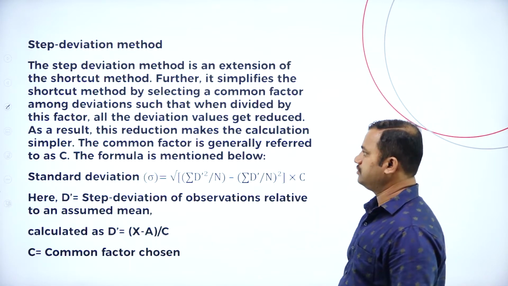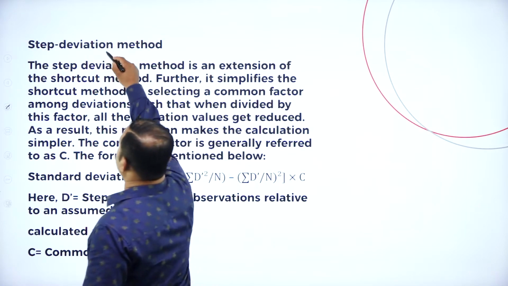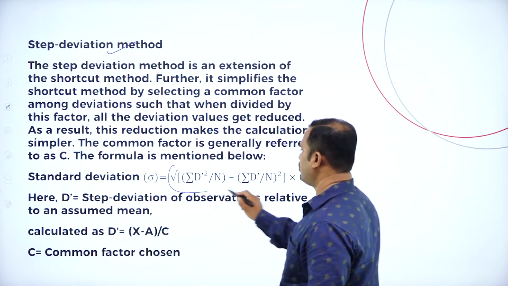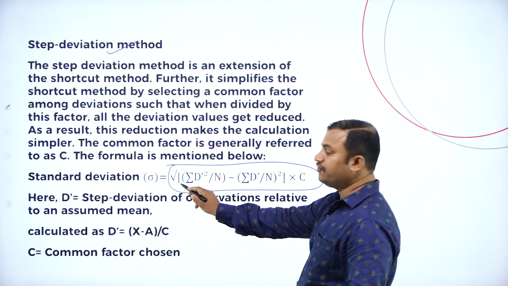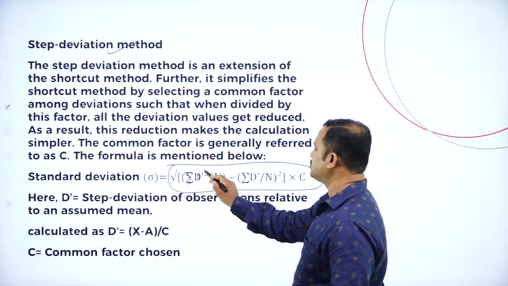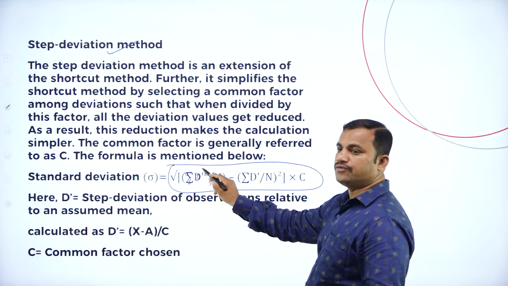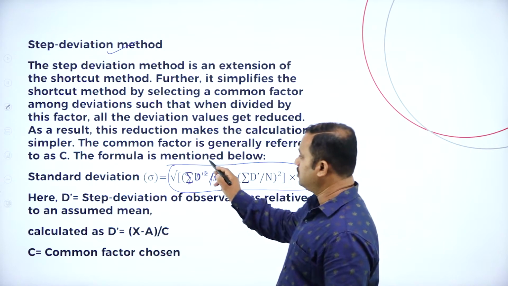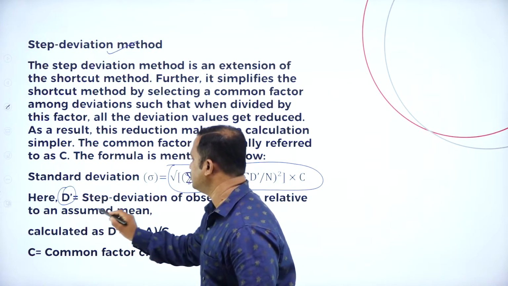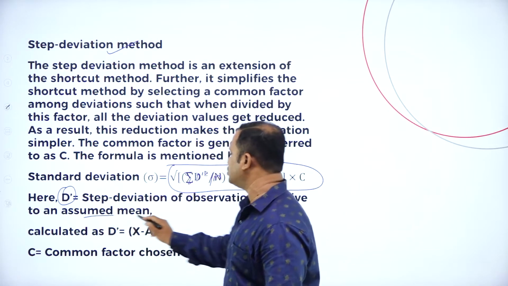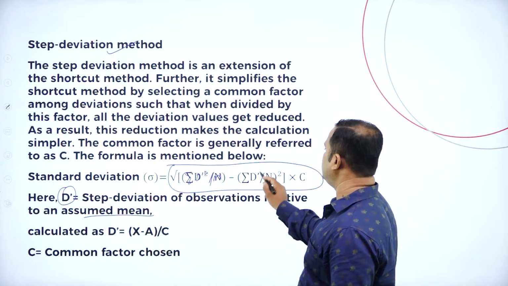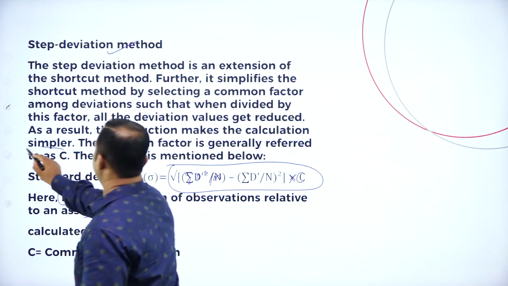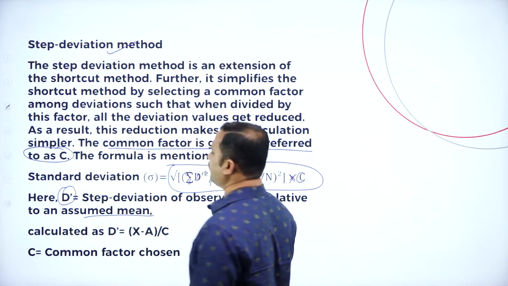Step deviation method. This is also very, very important. The step deviation is indicated by this formula, that is square root of summation d dash square by n. The same thing, instead of d, I have a d dash here, indicated by the step deviation. Here, d dash is the step deviation of the observations relative to the assumed mean. Square root of summation d dash square by n minus summation d dash by n whole square, into c. What is the meaning of c here? The common factor is generally referred to as c.